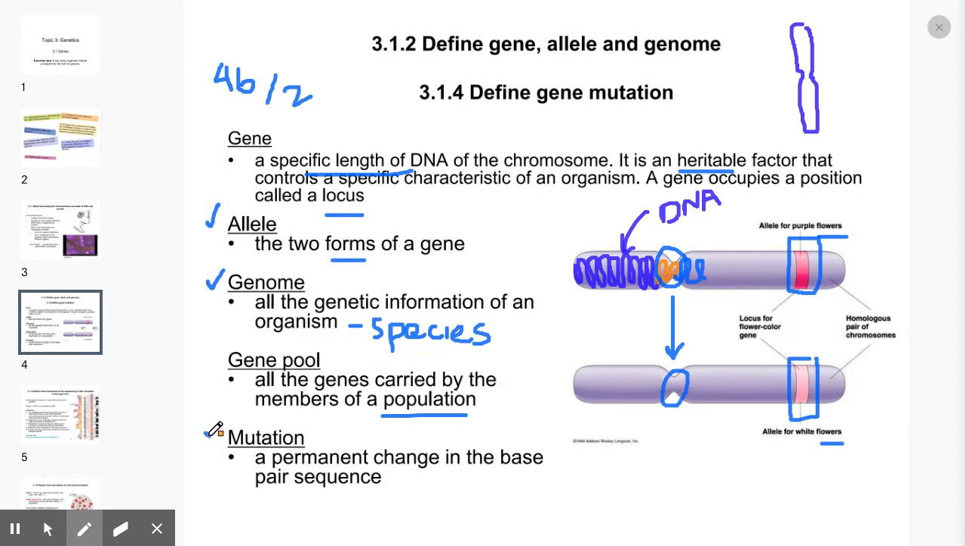And the last definition we're going to do here is mutation. And mutation is simply a change in the base sequence. So I put a little green dot there. So we have our A's, T's, C's, and G's, and maybe at this location we replaced an A with a G. And that mutation is permanent. So we change the sequence of our DNA.